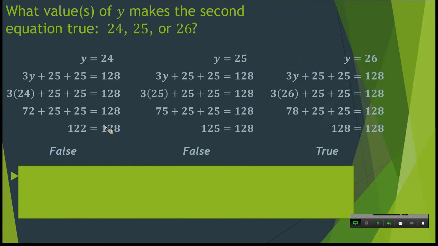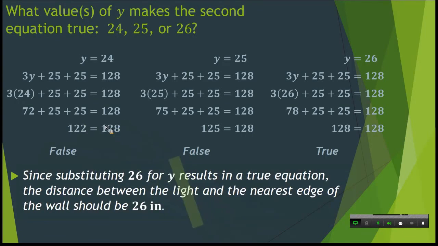Y equals 26. This makes it true. When we simplify that left side, we get 128. Well, 128 equals 128. So y equals 26 makes the second equation true. Since substituting 26 for y results in a true equation, the distance between the light and the nearest edge of the wall should be 26 inches.